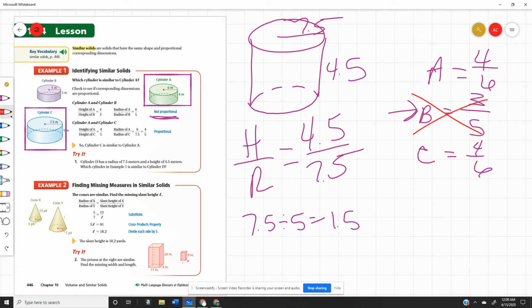Or is it? Did I do something wrong? Hold up. I think I did something wrong, because I looked at my answer key and my answer key says the try it is B. I thought it would be. So height 4.5, radius 7.5. Here's what I want to do.